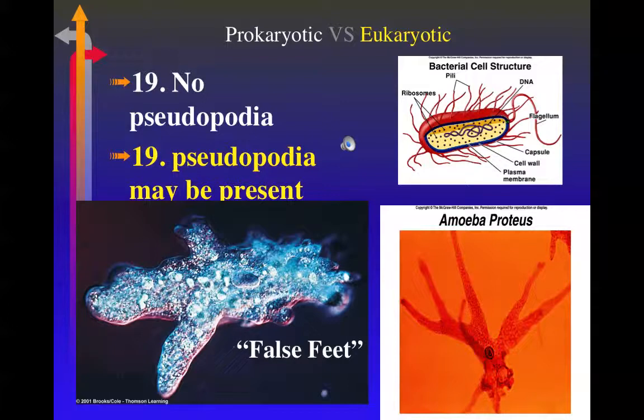A typical kind of eukaryotic celled organism where we would find pseudopodia would be amoeba. Those are tiny little protists that use pseudopodia to move around in their environments.